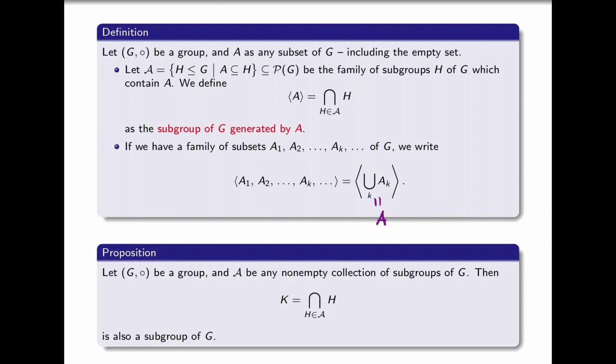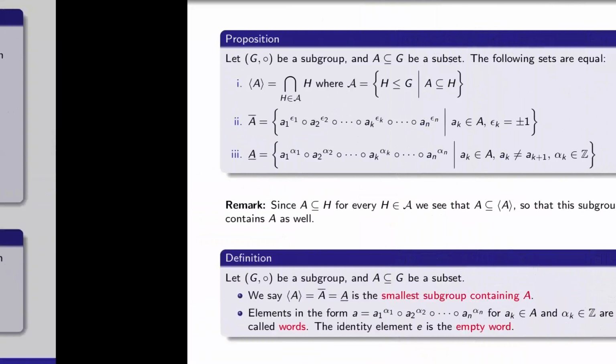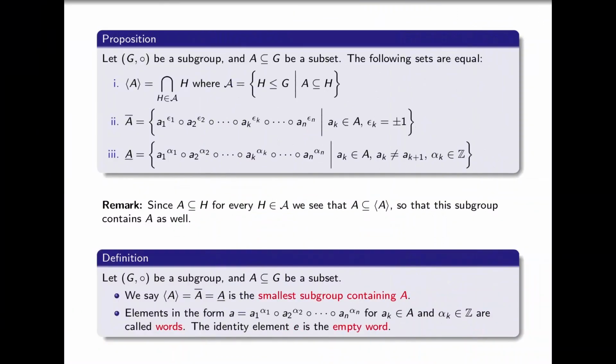And so the proposition is that if G is a group and calligraphy A is any non-empty collection of subgroups of G, then if we take K to be the intersection of H, where H is in the family of subgroups, then K is also a subgroup of G. The next statement is that if G is a group and A is a subset of G, then the following sets are all equal to each other.